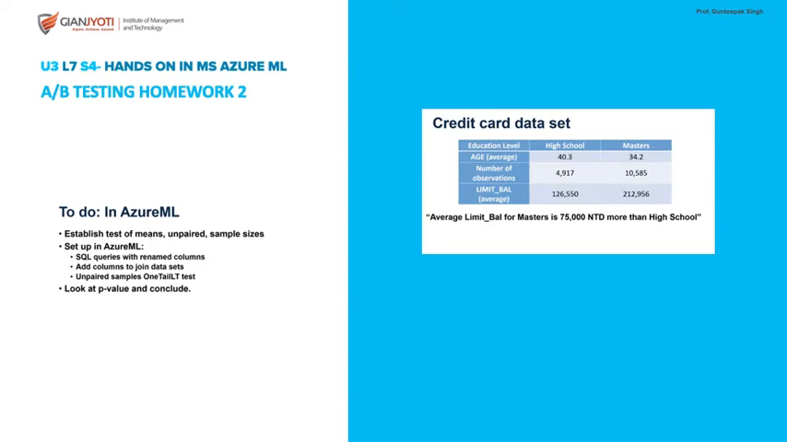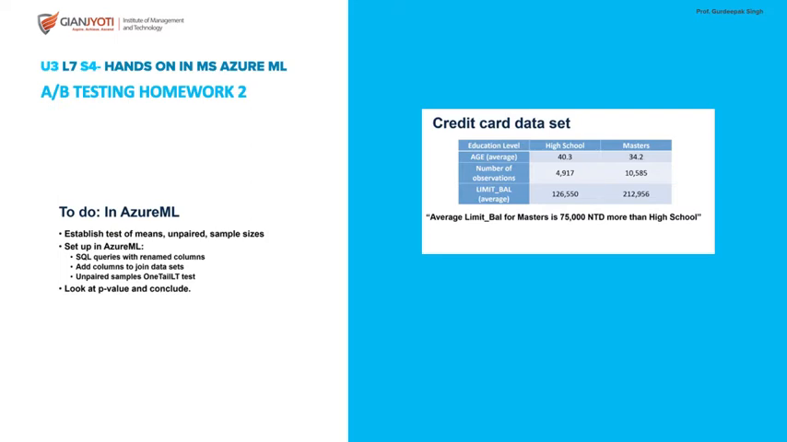Now the homework 2, which is on A/B testing, which some of you were not able to do. So let us do that jointly, and let us work in Azure ML to work on this example. So this was the problem I gave you. So again, the data for high school and masters from the credit card data set. So here, when we talk about A/B testing, that is between two data sets, between two variables. So here I am taking average limit balance. So one is the data set which is for masters, another is for high school.